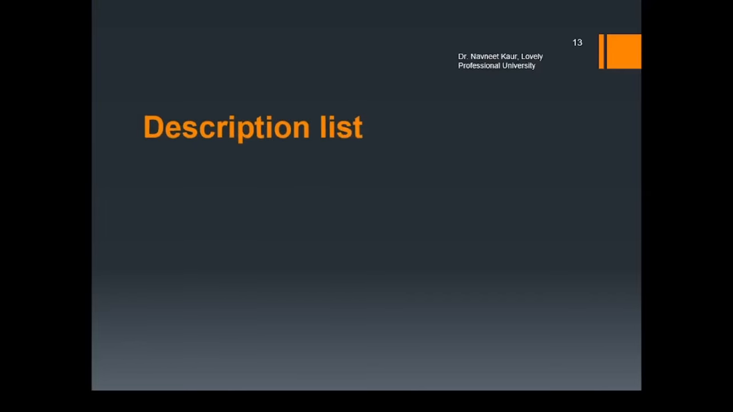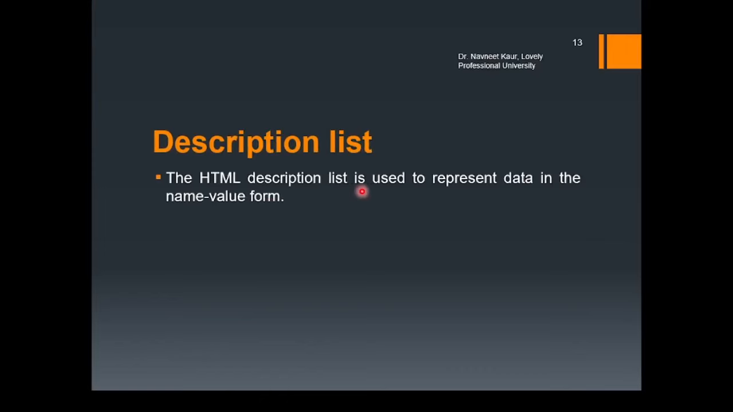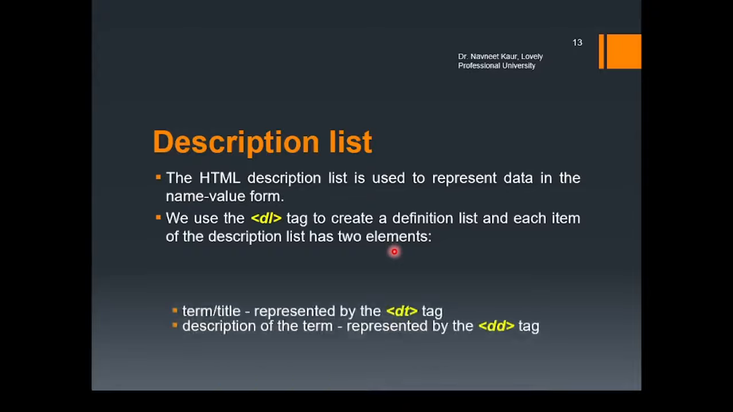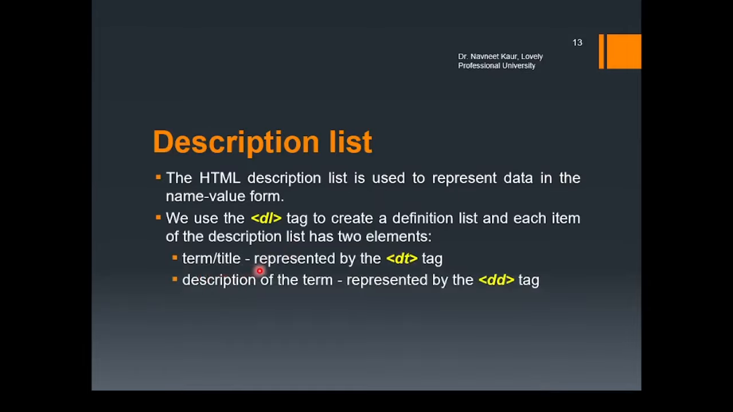Next type of list is the description list. The HTML description list is used to represent data in the name-value form. We use the DL tag to create a description list, and each item of the description list has 2 elements. First one is a term or a title, that can be represented by the dt tag. And second one is the description of the term that can be represented by the dd tag. So the main objective here is to provide the description of names or terms by presenting them in a description list. Now let's see how we can implement this.